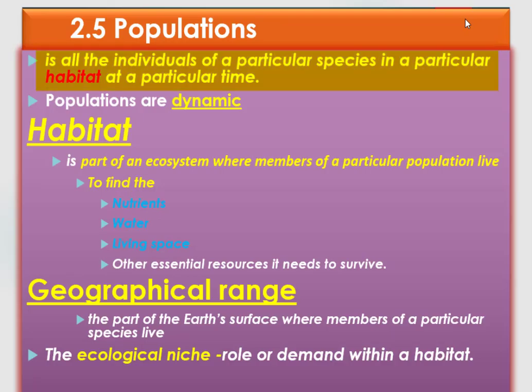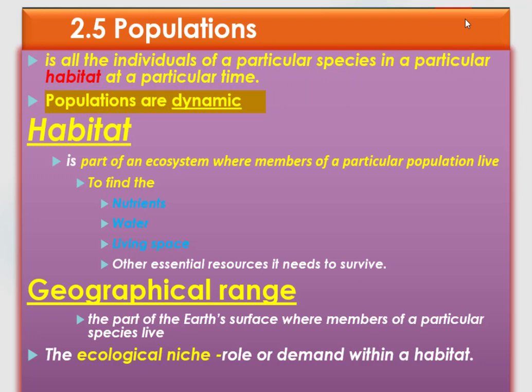What is population? Population is a group of individuals of a particular species in a particular habitat at a particular time. When we say at a particular habitat and time, there must be a place or area where a group of individuals of the same species live on, and there must be time boundary when this group of individuals live on that habitat. Populations are dynamic like ecosystem.